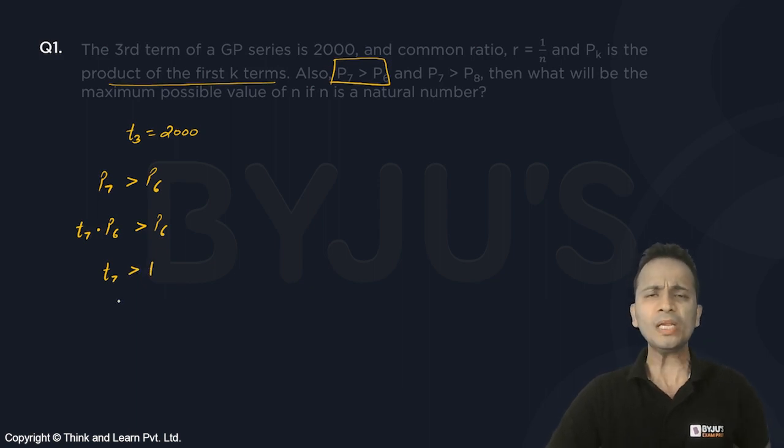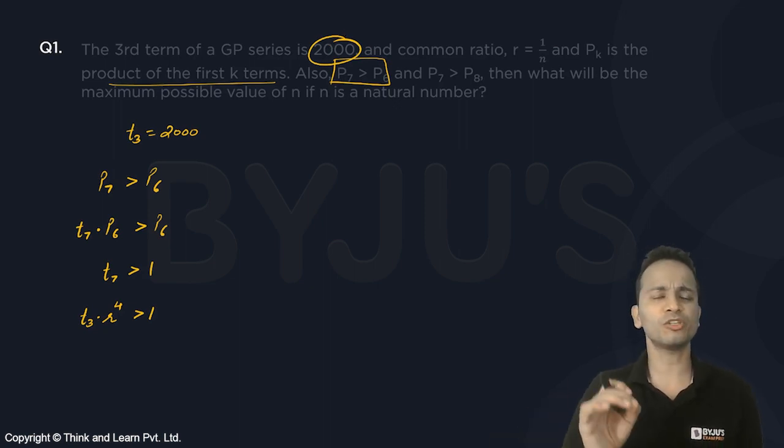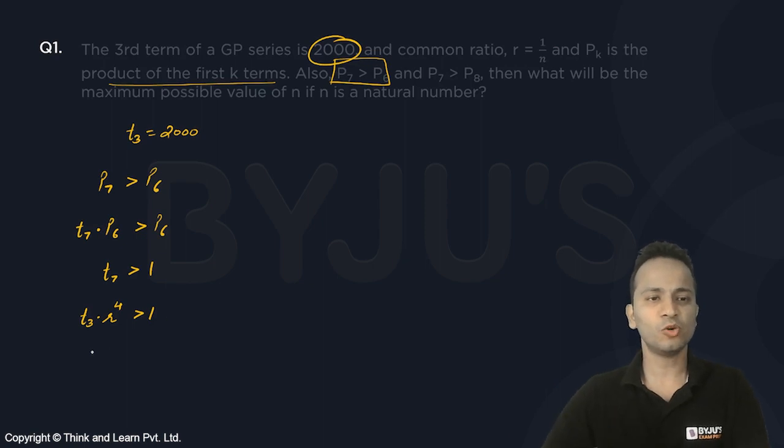All right. Now T7, it is the seventh term. It can be written as the third term multiplied by R raised to the power 4. So the third term when multiplied by R 4 times, I'll get the seventh term and it is greater than 1. The third term is given as 2000. So why have I written T7 as T3 into R raised to the power 4? Because T3 is given to us. So from here I can say that R raised to the power 4 will be greater than 1 upon T3, that is 1 upon 2000.